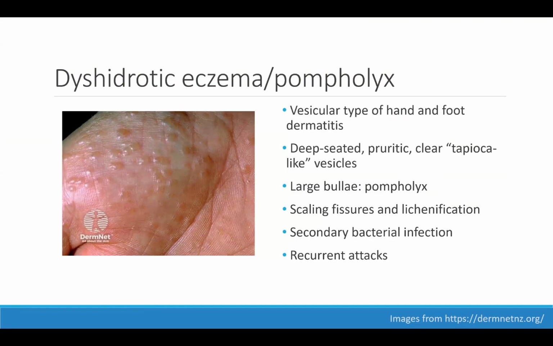Dyshidrotic eczema or pompholyx refers to a vesicular type of hand and foot dermatitis. Patients present with deep-seated, pruritic, clear tapioca-like vesicles, as you can see in the picture. They can form large bullae, which are known as pompholyx. Patients also can develop scaling, fissures, and lichenification. They often have secondary bacterial infection, and this condition can have recurrent attacks.